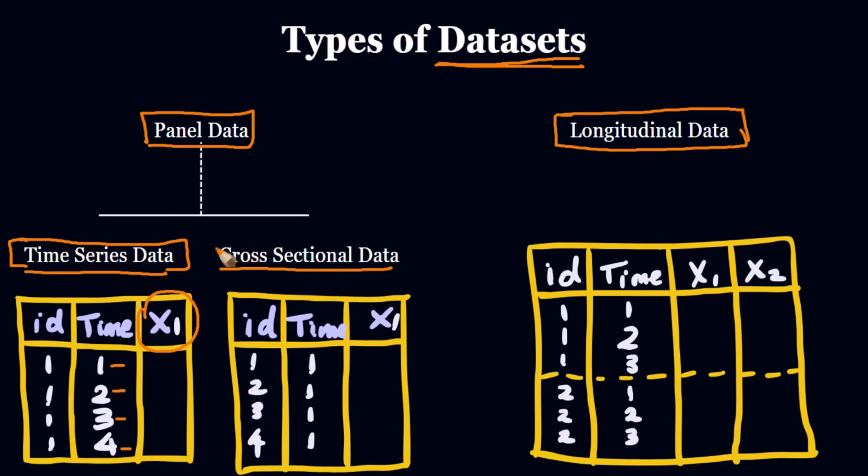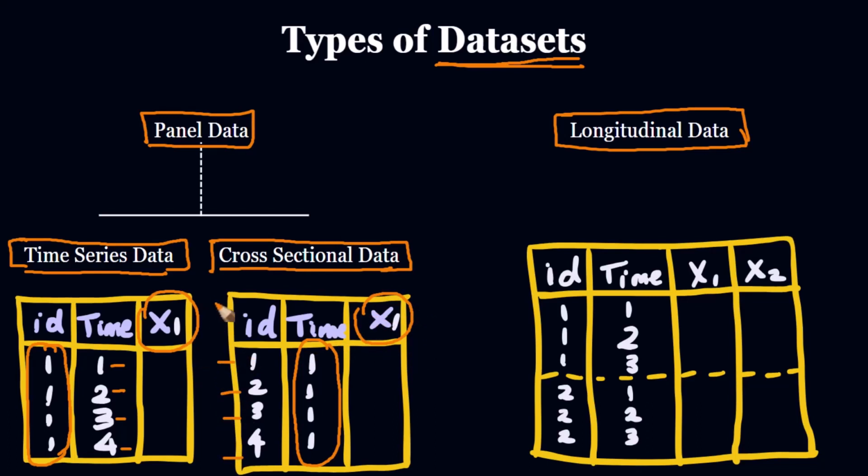Alternately, we also have something called cross-sectional data. Now, in time series data, the individual is fixed. For example, the stock price of a certain company, that company is fixed here. On the other hand, in cross-sectional data, the time is fixed. At a particular point in time, we are measuring a particular variable, here in this case x1, for different individuals or items.